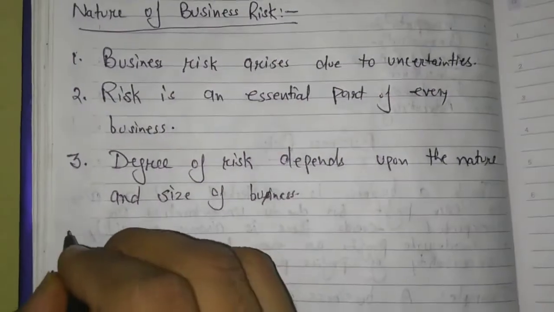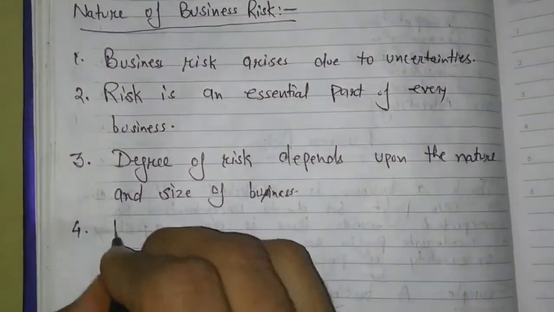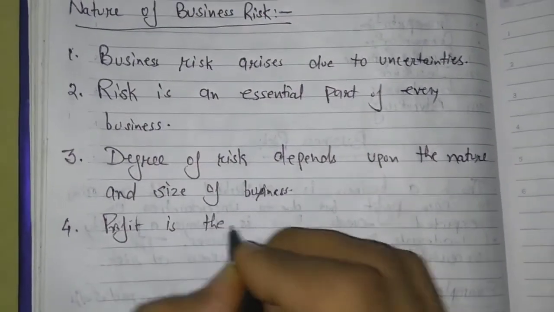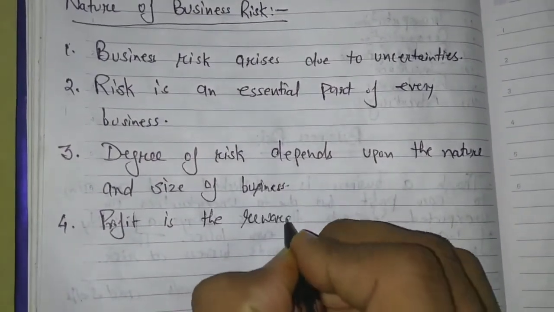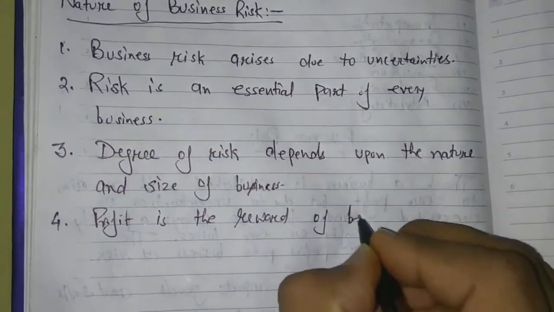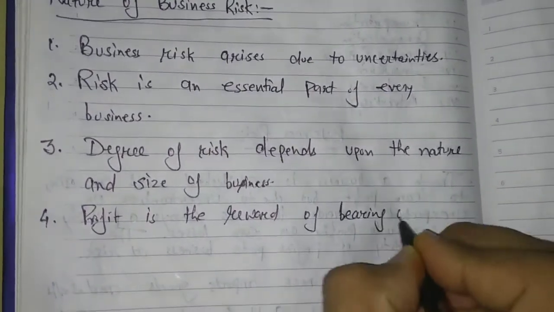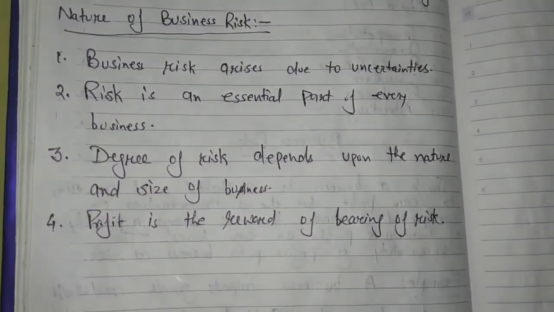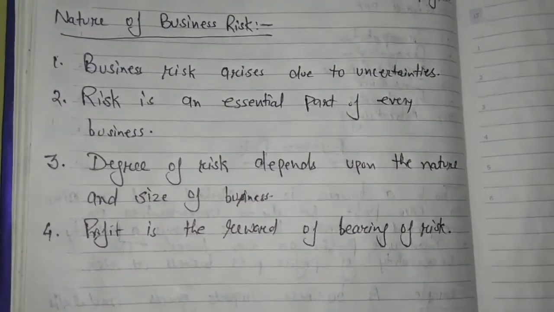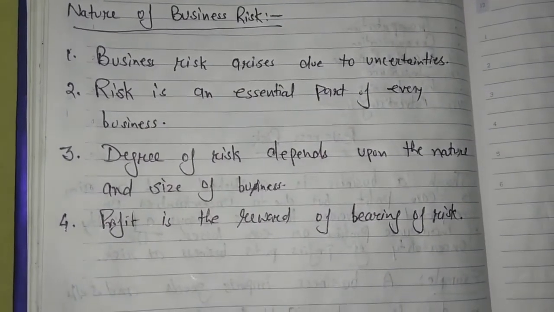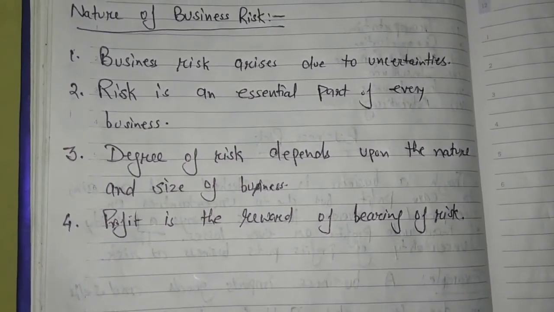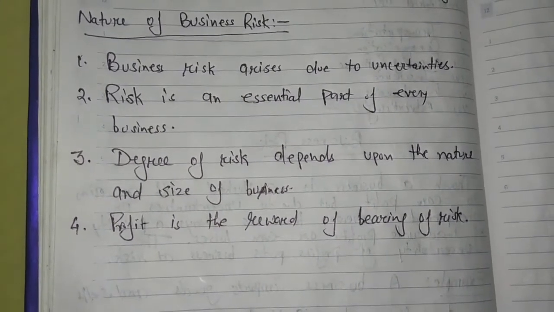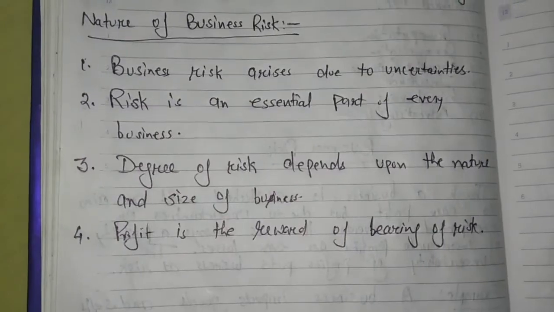Okay beta, the next fourth point is profit is the reward of bearing of risk. It means at last, you know, every businessman earns profit, so it is the reward of bearing risk. Clear, students? So these are the nature of business risk.